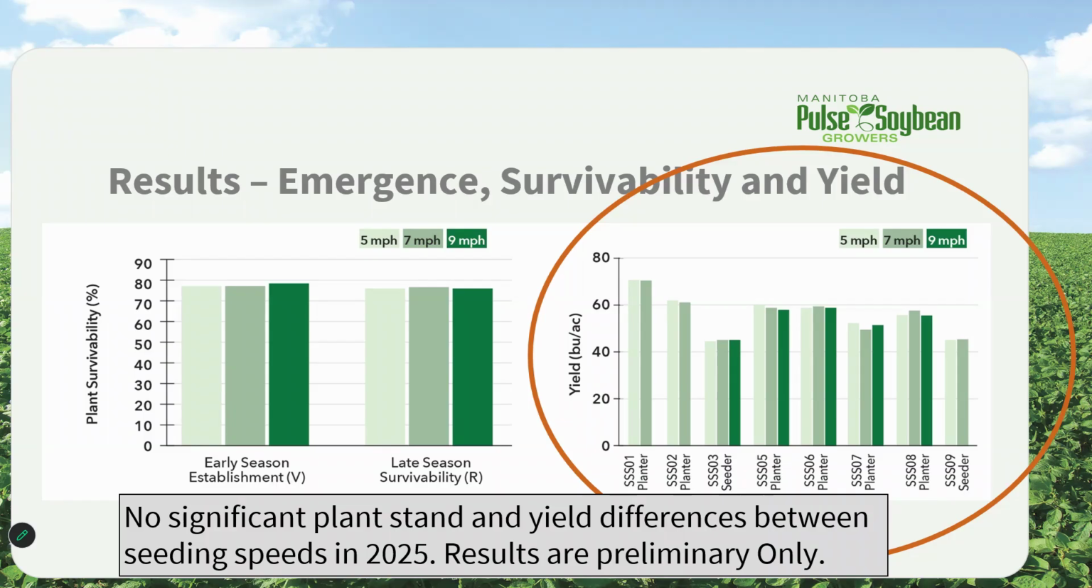Of course, there are advantages to seeding faster. When you want to seed as many acres as possible in a time span to hit an optimal seeding window, and knowing that yield is potentially not sacrificed, that is quite huge. But this is a preliminary finding only, and we really do need more data points before we can make a solid recommendation about seeding speed.